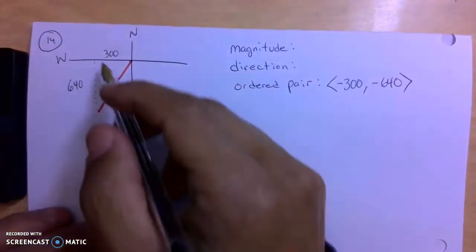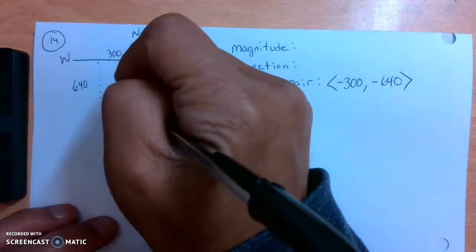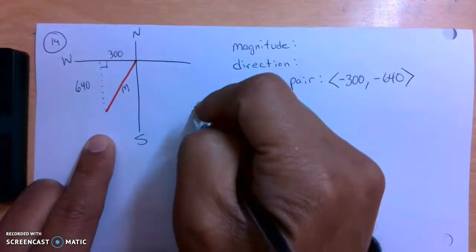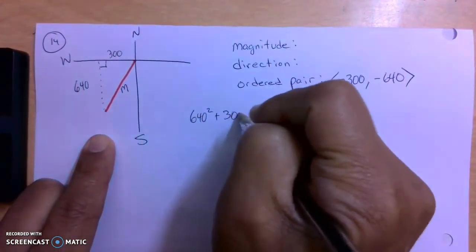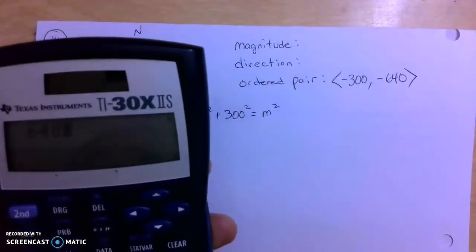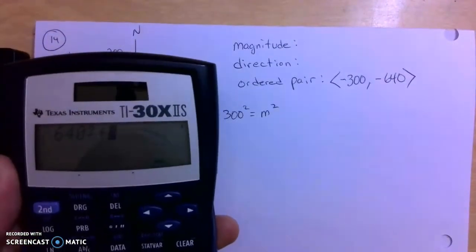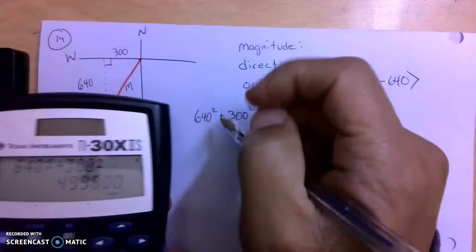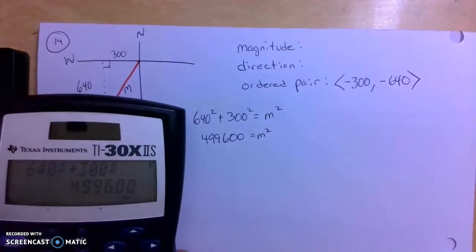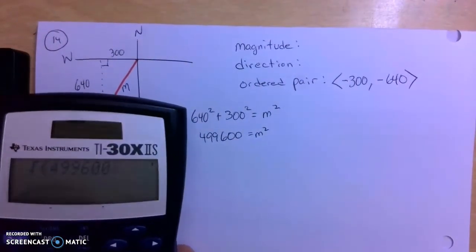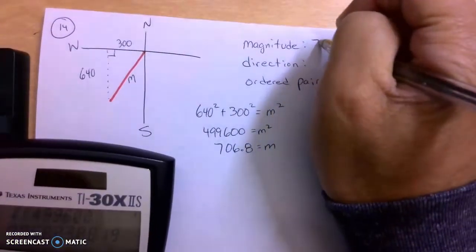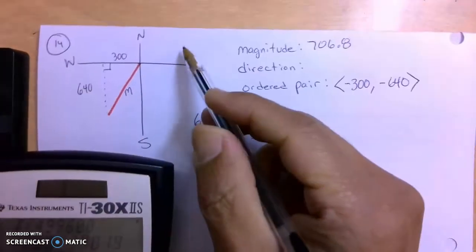The direction and magnitude, well, to get the magnitude here, we need this value. I'll put an m for magnitude. And we would simply just go a squared plus b squared equals magnitude squared. 640 squared plus 300 squared is equal to magnitude squared. Those two combined is 499,600 magnitude squared, and then I'll take the square root of that number, 499,600. It is 706.8. Maybe this is an airplane moving, but that is the magnitude of this red line.